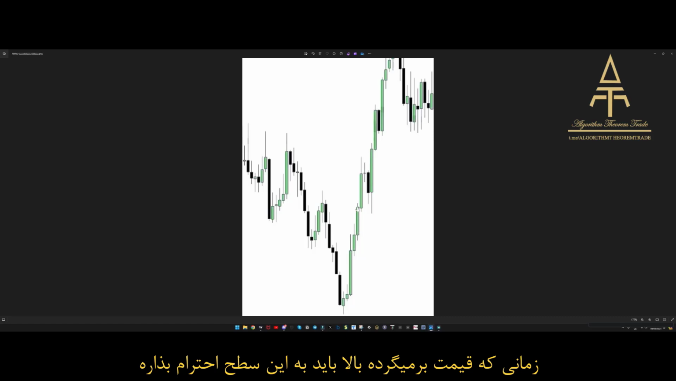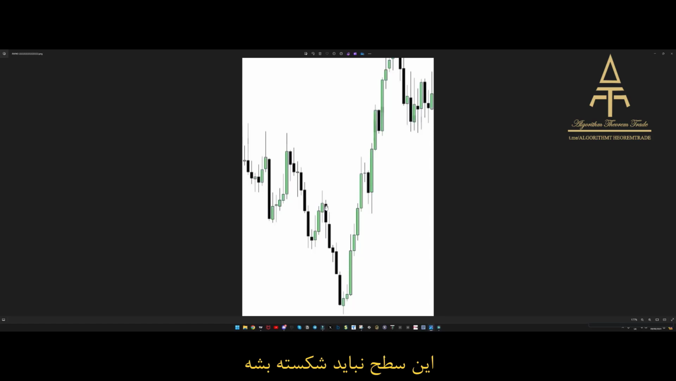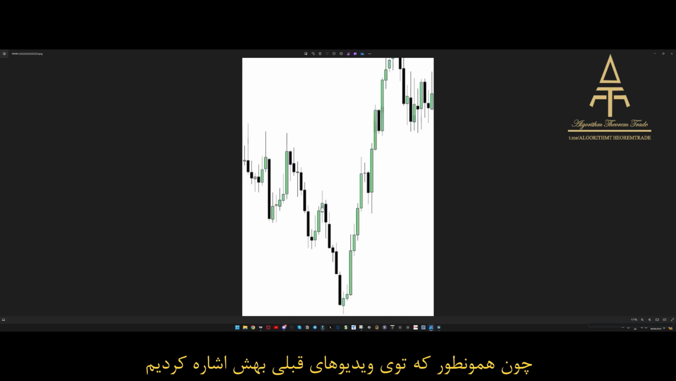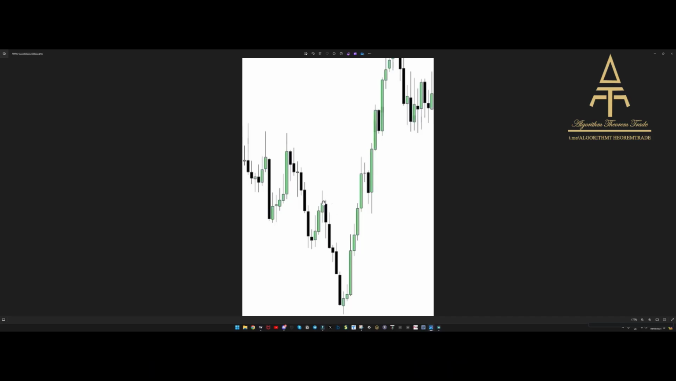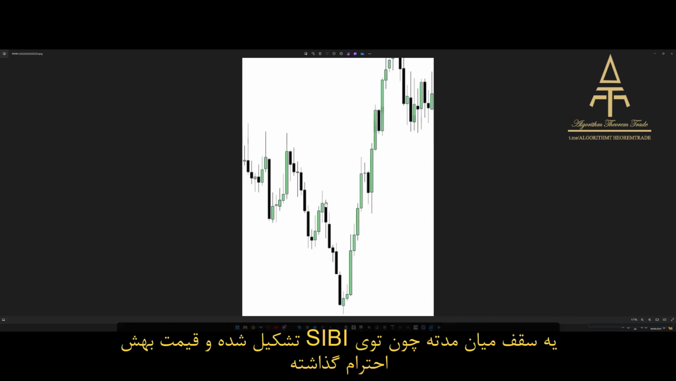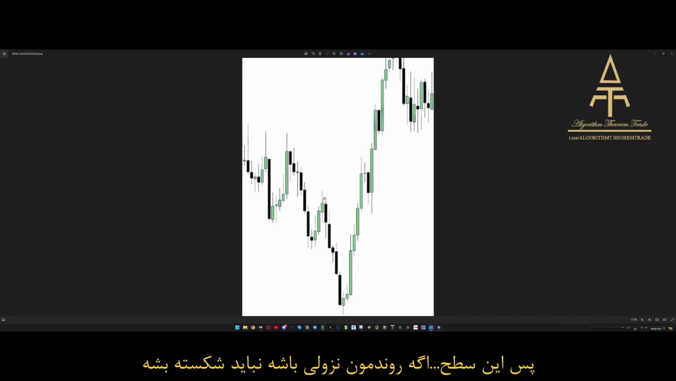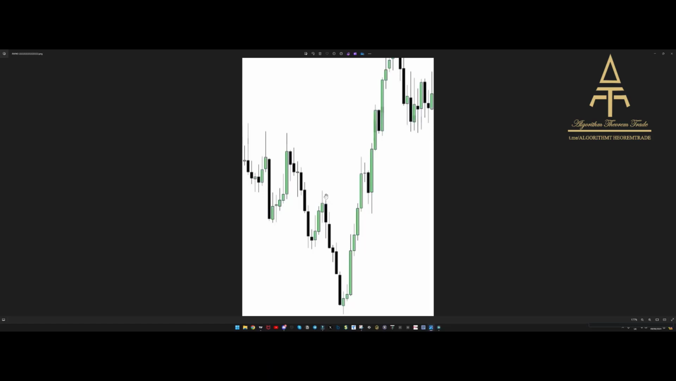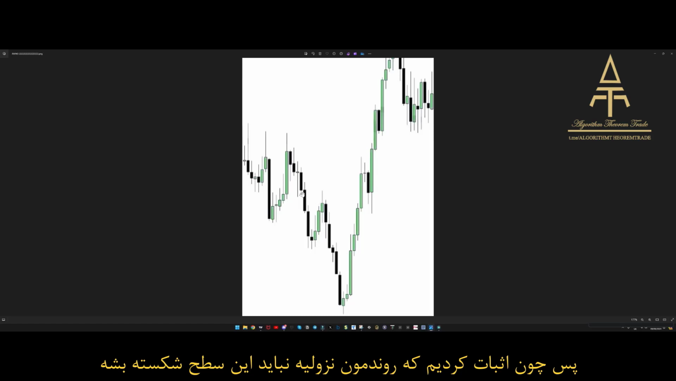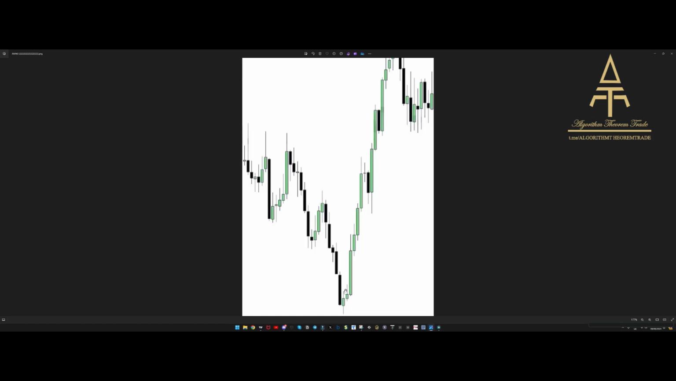As price comes back up, we should respect this level. This level should not get broken. Why should this level not get broken? Because, as Zeus pointed out in his previous videos, this now is an intermediate term high. It's an intermediate term high because it formed inside this SIBI and it respected. So this level, if we are bearish, should never get broken again. Okay? So it shouldn't get broken because it's proved that we're bearish.